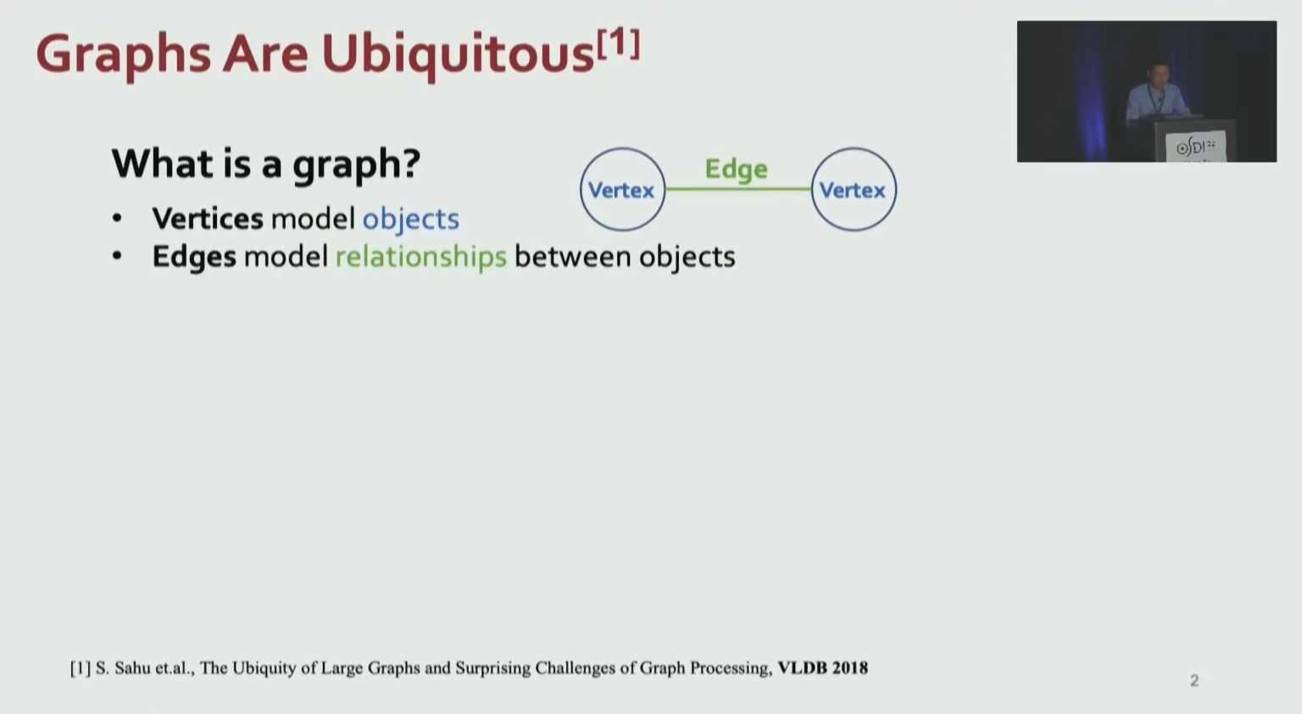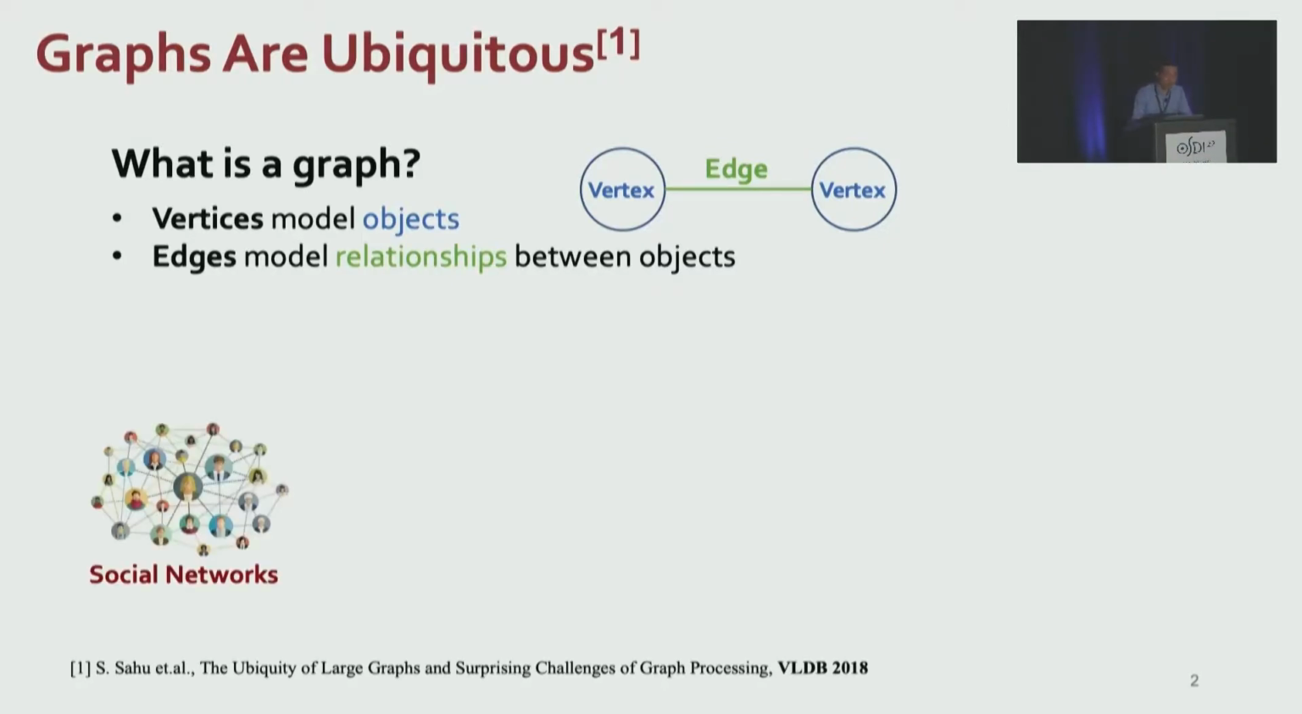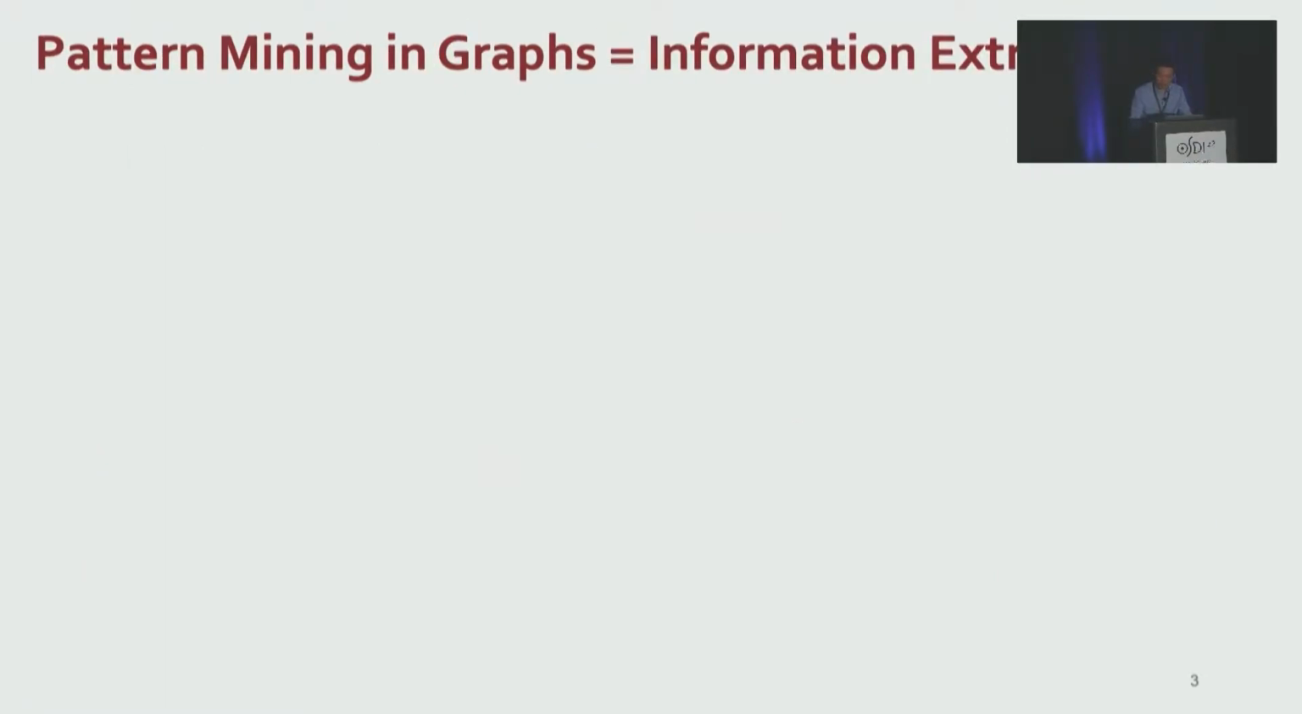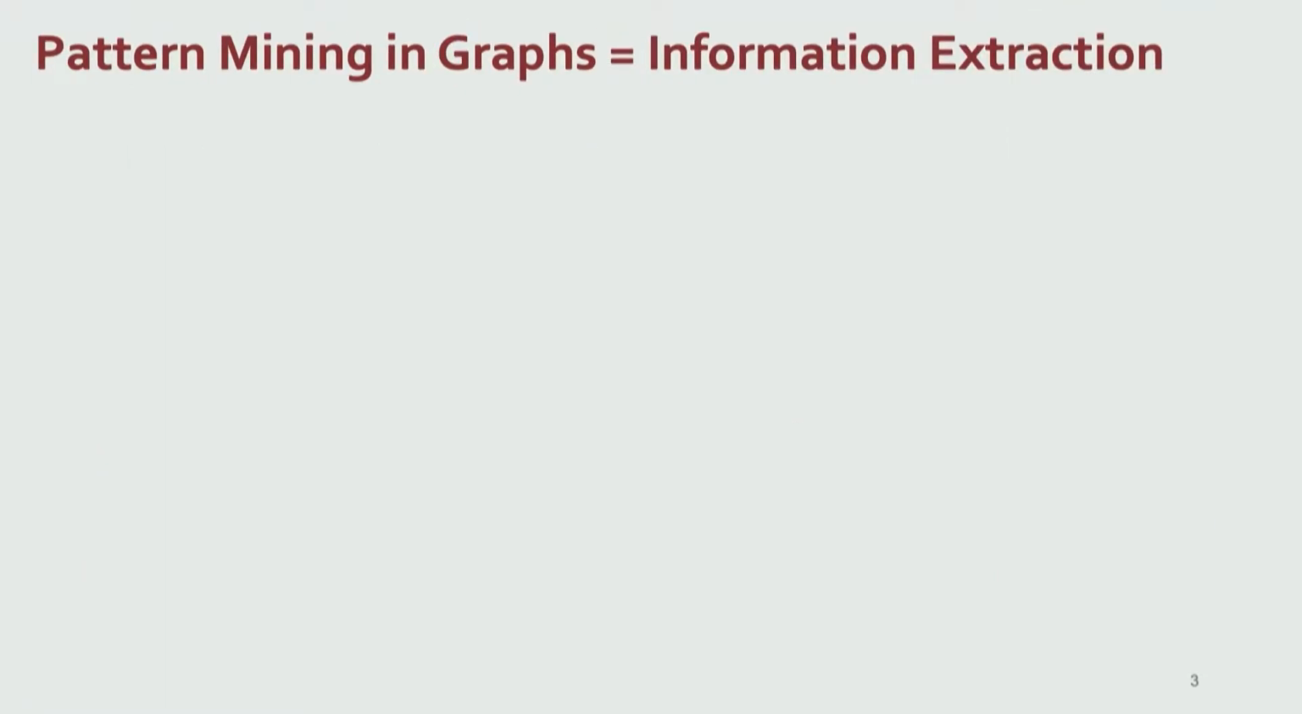So graph is a data structure widely used to model interactions between certain objects of interest. For example, in a social network, we have vertices as the people and edges as the relationship between the two people, such as the friendship. And other examples include the recommender systems, protein networks in the biomedicine applications, and financial transactions graphs. So graph exists in numerous real-world applications.